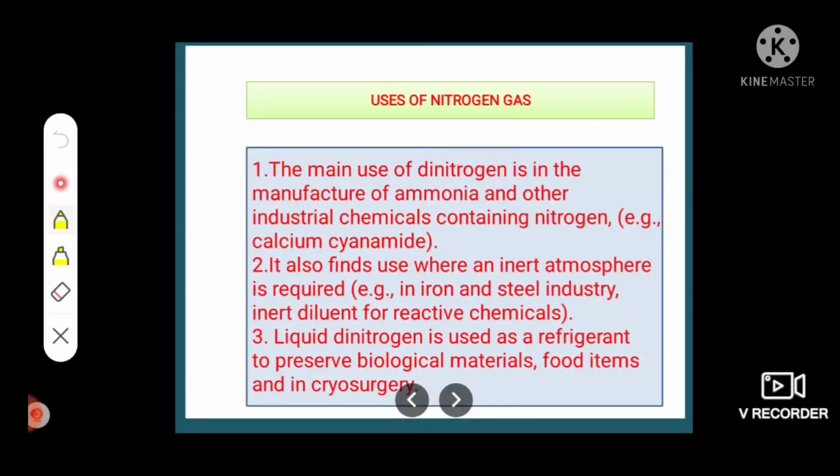The main uses of nitrogen gas: it is used in the manufacture of ammonia and other industrial chemicals containing nitrogen. It is also used where an inert atmosphere is required. Liquid nitrogen is used as a refrigerant to preserve biological material, food items, and in cryosurgery.